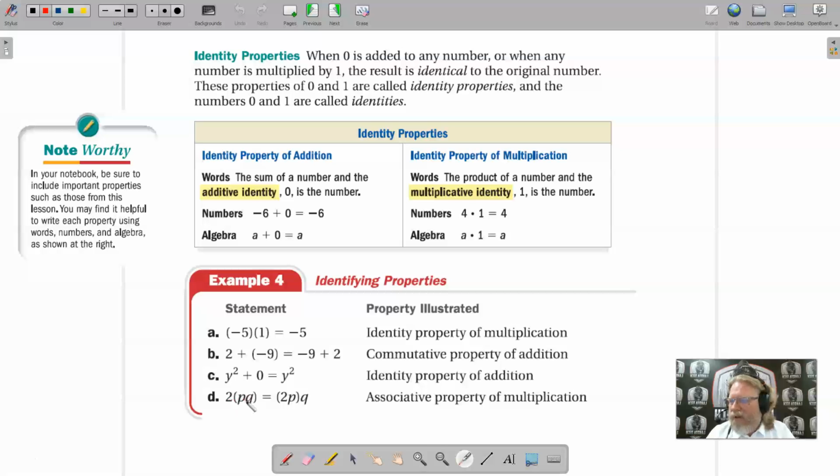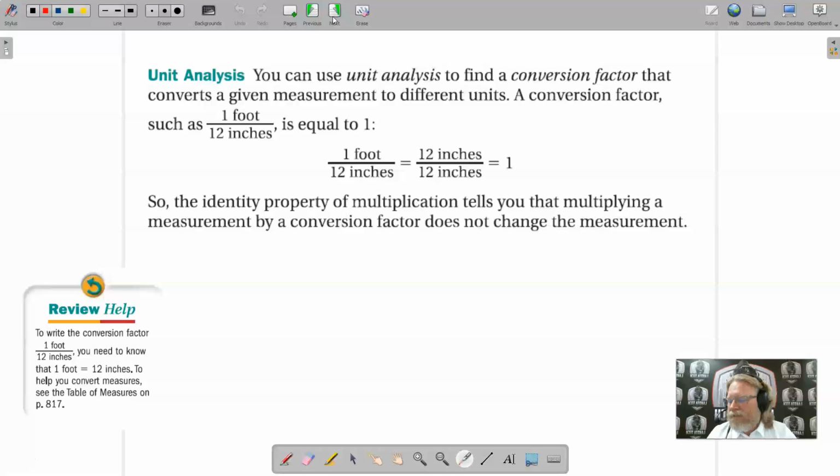We have 2pq, 2pq. The order is the same, so it's not the commutative property, but the parentheses have changed. P is no longer associated with Q. Now P is associated with 2. So this is the associative property of multiplication.